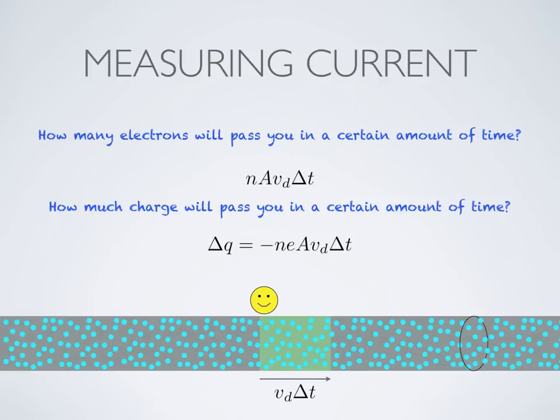Now each one of these guys has a charge, of course, so I can calculate the amount of charge that passes by me as a function of time too. The delta Q I see go by is going to be equal to negative N E A V sub d delta T. Now the negative here is something I'm going to massage out in a second.